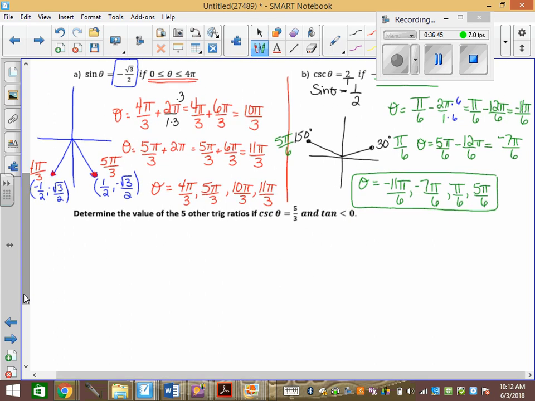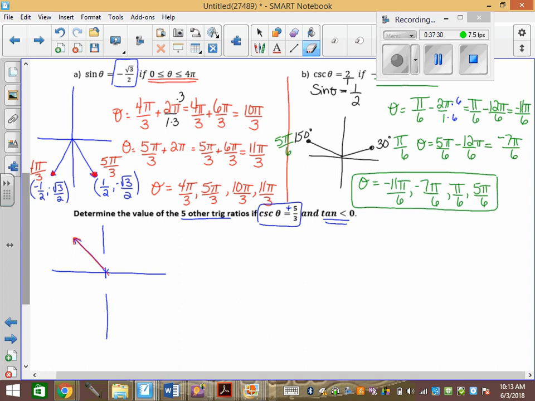So now we have to determine the value of the 5 other trig ratios. Trig ratios are like sine, cosine, tangent, cosecant, secant, cotan. We need to find the other 5. So we have cosecant, we need the other ones. It says cosecant theta equals 5 over 3 and tan is negative. So this is cosecant positive, tan negative. I always tell you to draw a triangle. Where's cosecant or sine positive, but tan negative? Sine is positive here and here. Tan is negative here and here. Where's the doubling up? Quadrant 2.